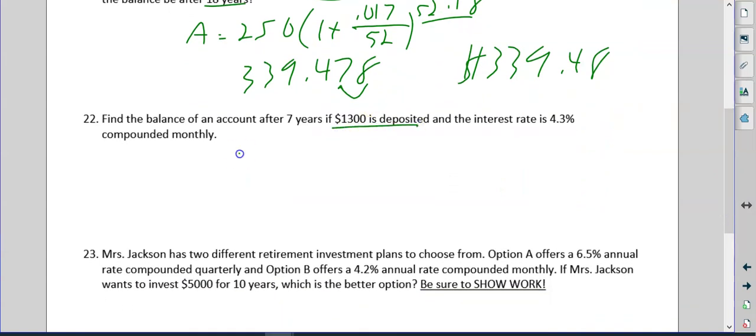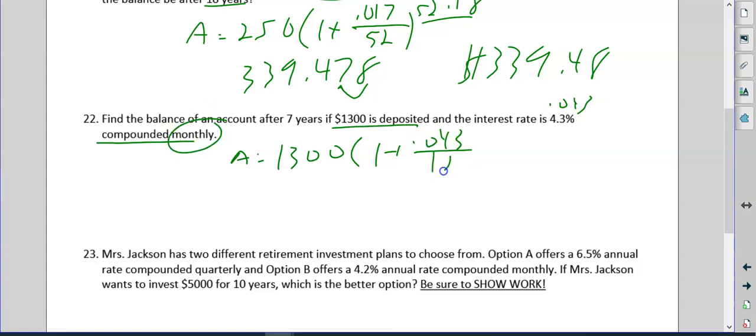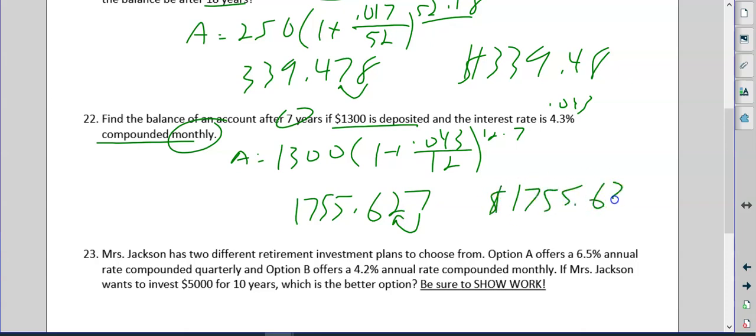22, $1,300 initially. 1 plus, compounded monthly, 0.043 goes on the top. It says monthly, so that's 12 here and 12 there. 7 years times 12. Run the numbers. We get 1755.6. Sorry, I said it but didn't write it. 1755.627. This rounds up to $1,755.63.